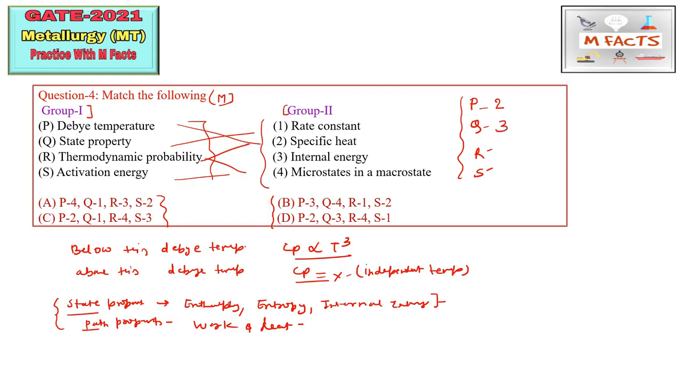Now, thermodynamic probability. You have seen the entropy formula, S equals k ln W, and here W is the thermodynamic probability. What is the meaning of thermodynamic probability? It is equal to the number of microstates which realize a given macrostate. So this is related to macrostates and microstates. We can match thermodynamic probability by 4.